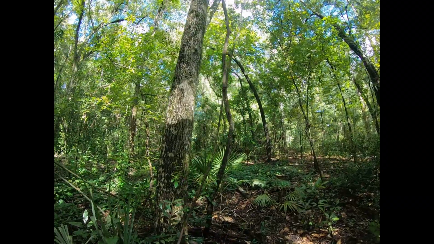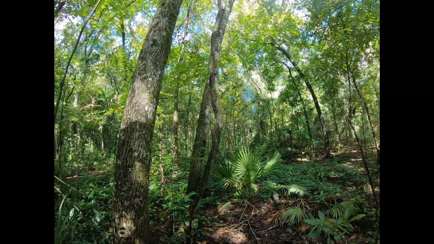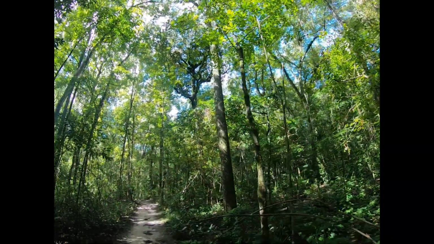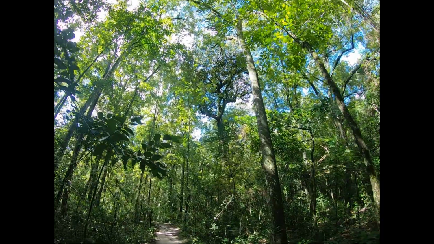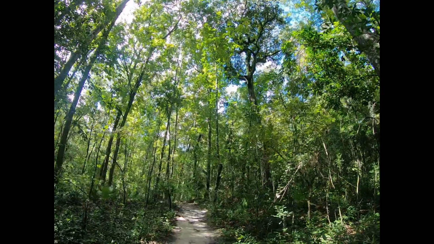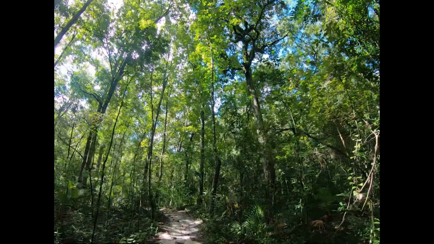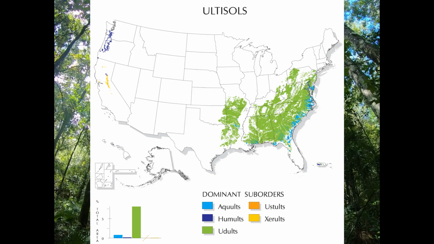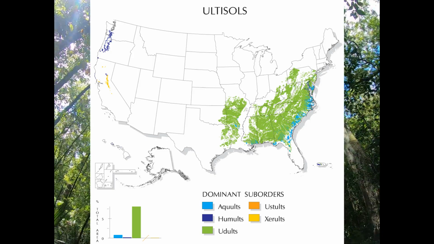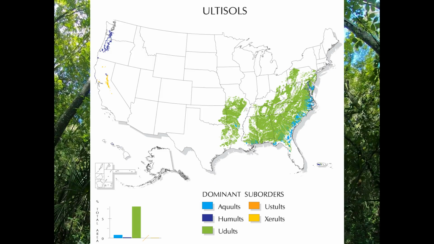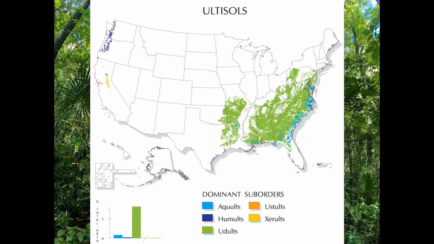So here at Alfred Ayring Park, we're walking through what's known as an upland hardwood forest. So how do I know that this is an upland hardwood forest, and what makes it that? Well, for starters, let's just think about what's below our feet, and that's the soil. The soil here at Alfred Ayring Park is classified as an ultisol, and this is the case for a lot of the upland hardwood forest in Florida and across much of the southeast.